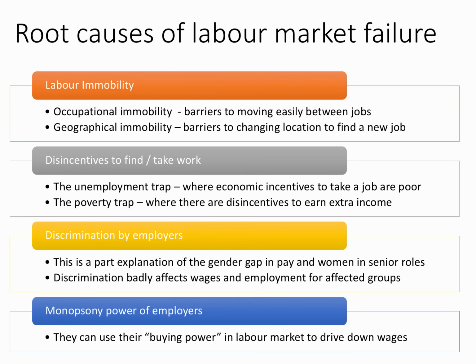Second cause of market failure is when the tax and the welfare system creates disincentives to find and take a paid job. We make a distinction, for example, between the unemployment trap, which is where there are weak incentives to actually take a job, and the poverty trap, where there are disincentives to earn extra income. The poverty trap affects people both out of work and also in work, especially people on low wages.